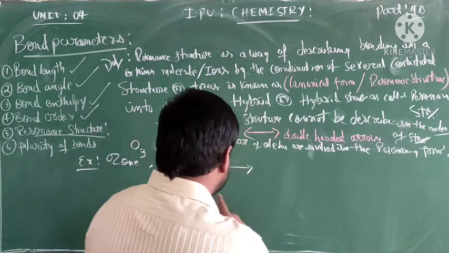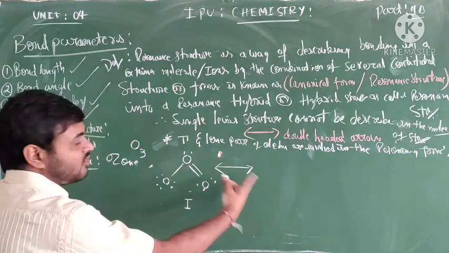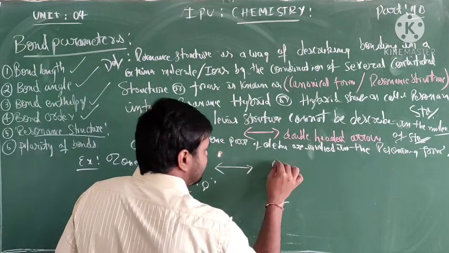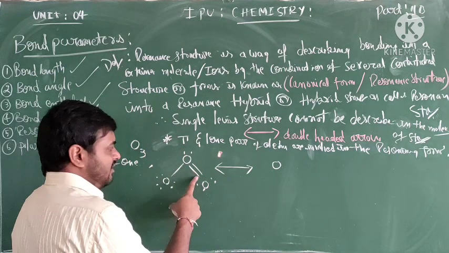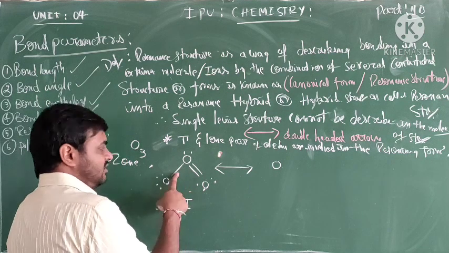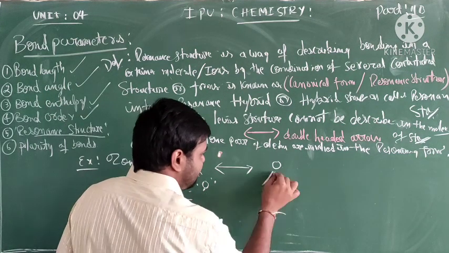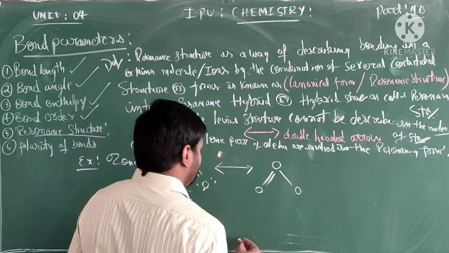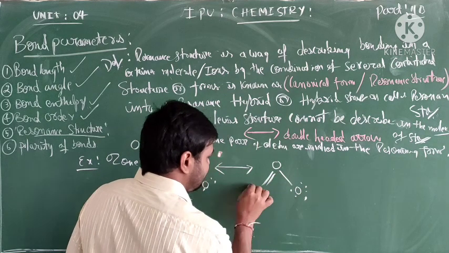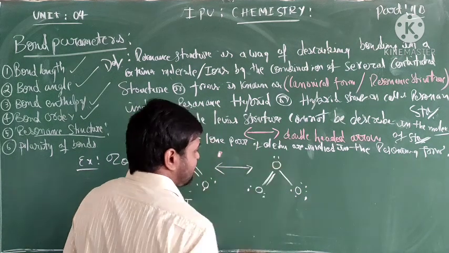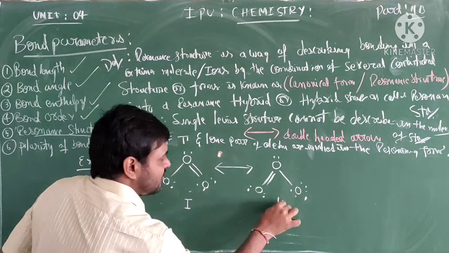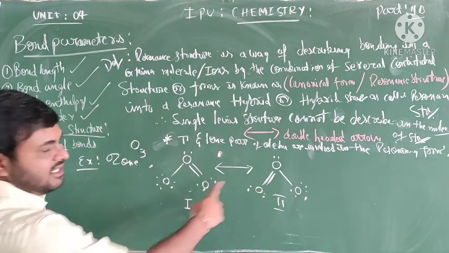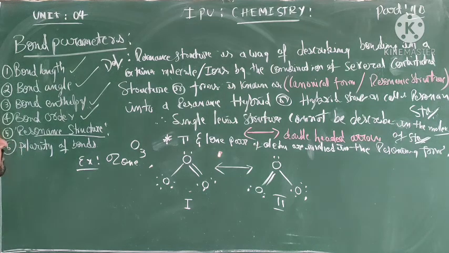So here is the change to one more structure, how it forms. Say the double bond of this one goes to here. So here the oxygen has a double bond, and this is a single bond. 1, 2, 3, 4, 5, 6, 7, 8. 1, 2, 3, 4, 5, 6, 7, 8. So these are the two structures. What do you say?